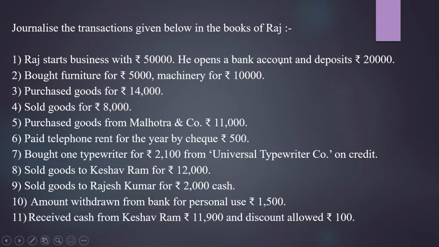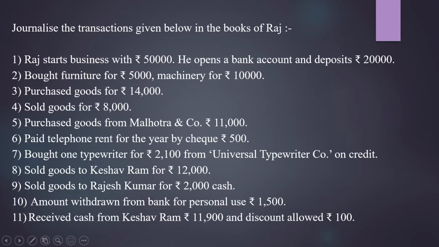He opens a bank account and deposits rupees 20,000. In this particular transaction, the first entry has to be passed in receipt voucher, where credit will be capital account and debit will be cash. And later, the second entry has to be passed in contra voucher, where the debit will be bank account and credit will be cash account, where cash is going out and the amount is rupees 20,000.